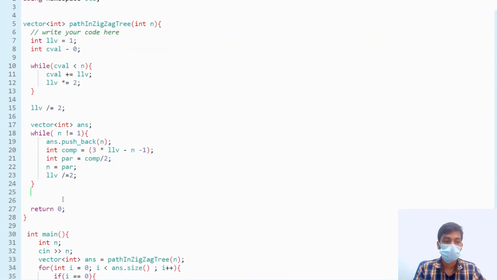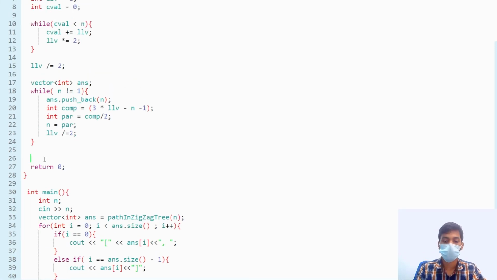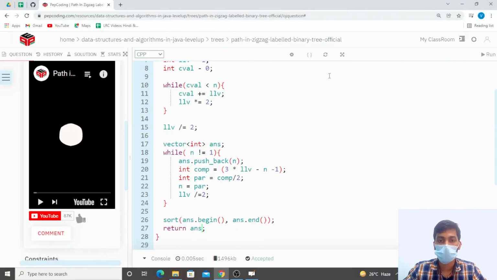So after this, what was the last thing we have to do? We have to first sort this. We are going to call the sort function, answer dot begin comma answer dot end, right? Now let's observe what answer is going to come. Return answer. That is the end of the function, but there is one thing missing.